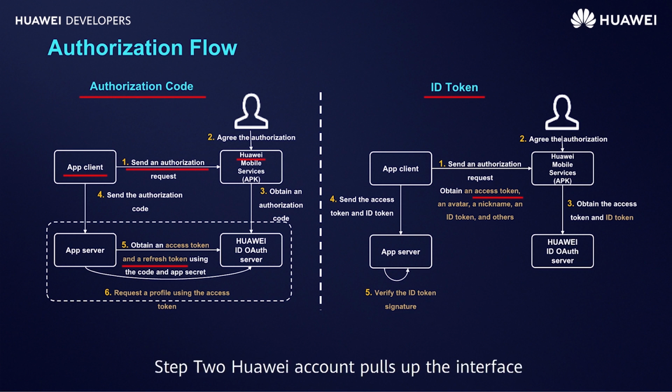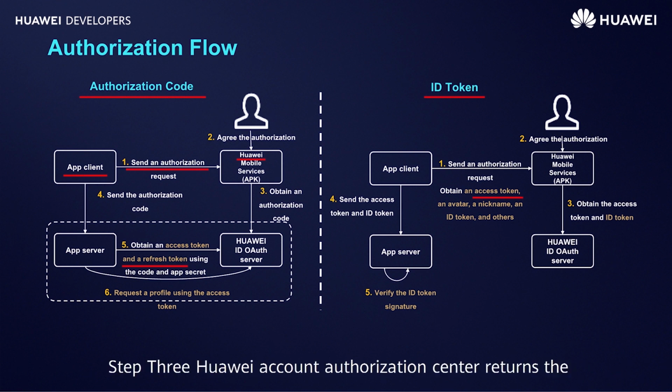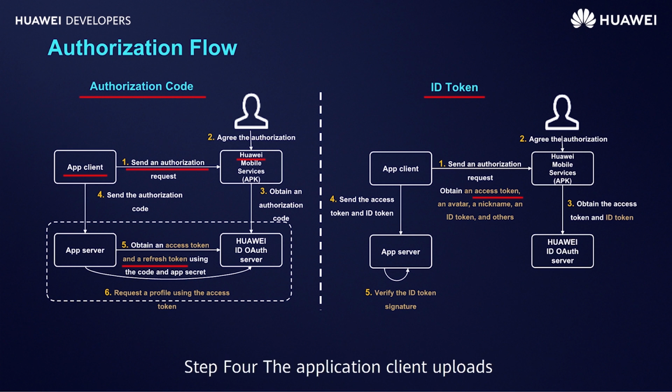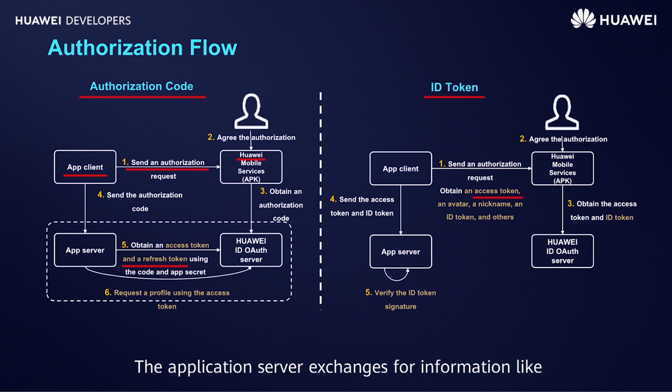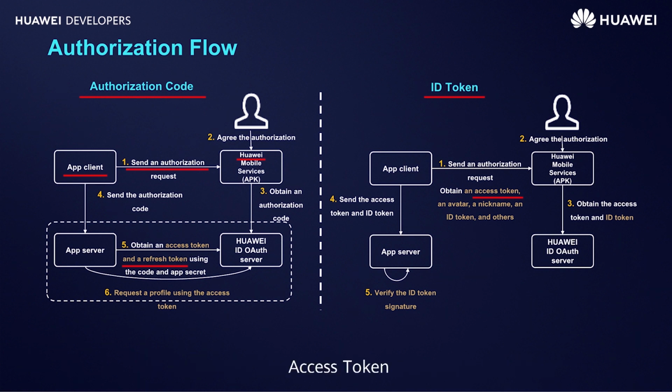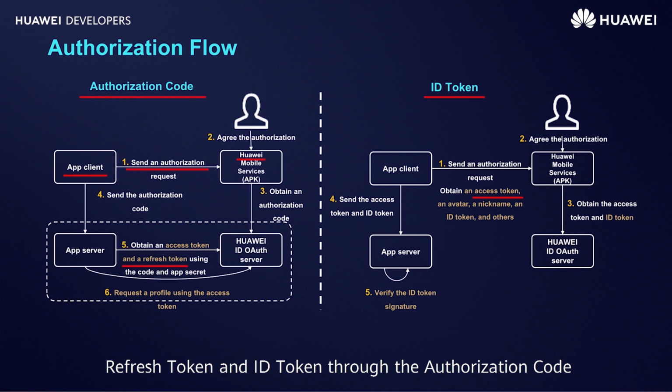Step 2. Huawei account pulls up the interface of user's login authorization. The interface will display the contents of authorization to be notified to users according to the authorized domain information, namely scope carried in the login request. Users click Confirm. Step 3. Huawei Account Authorization Center returns the information of authorization code. Step 4. The application client uploads the authorization code to the application server. Step 5. The application server exchanges for information like access token, refresh token, and ID token through the authorization code.